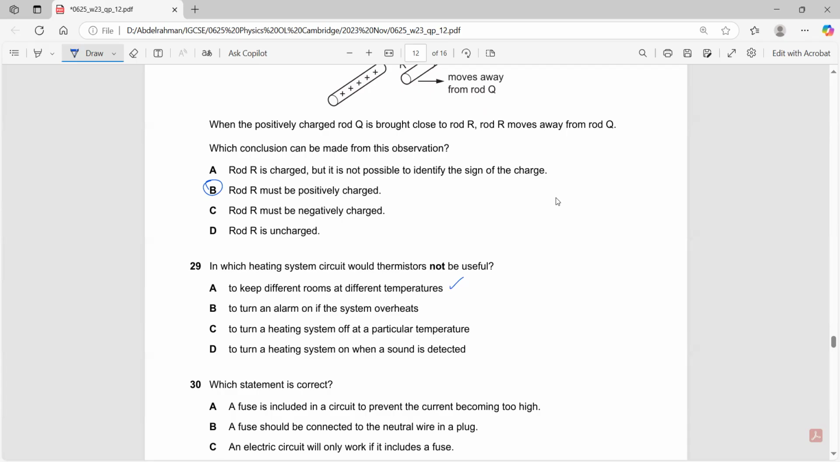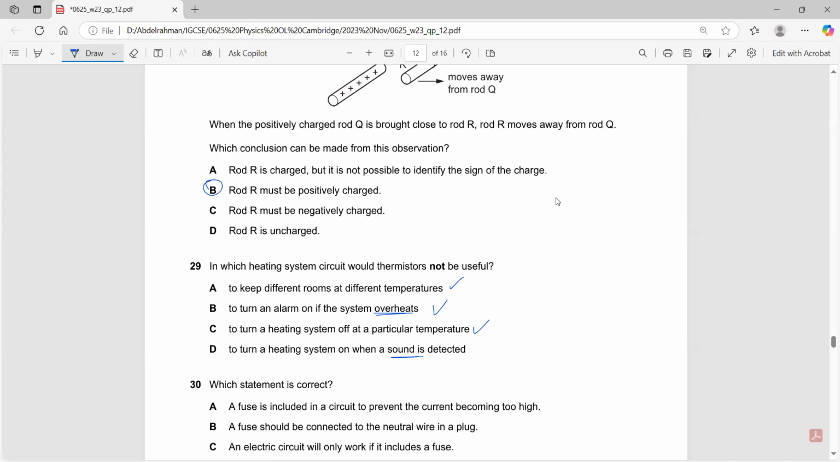To turn an alarm on or off if the system overheats, yes, we do need a thermistor in this application. To turn a heating system off at a particular temperature, yes, we can use it. To turn on a heating system when a sound is detected, you have a heating system, so yes, you can use a thermistor.